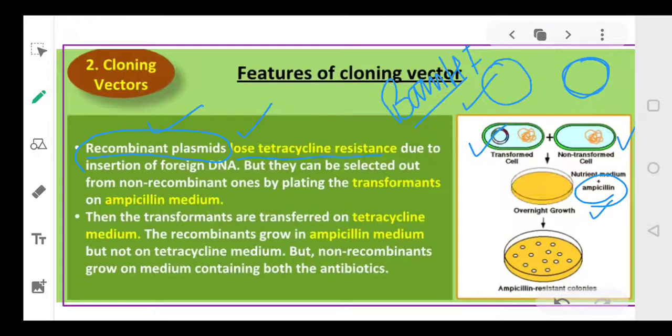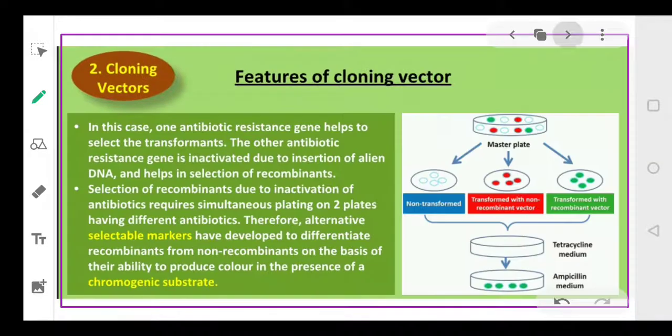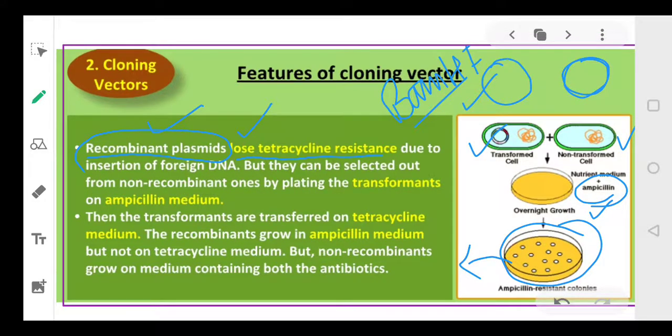So in this medium, because these bacteria were resistant, both types of bacteria will grow on this medium. दोनों तरीके के बैक्टीरिया इस पर ग्रो करेंगे. Now from these bacteria, transfer them to a medium that contains tetracycline. So first they have been transferred to ampicillin resistant medium, so both the colonies will develop, the transformed cells as well as the non-transformed cells. Now next we will transfer it to a medium that contains tetracycline.